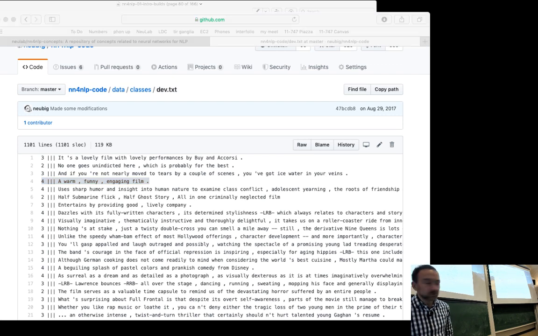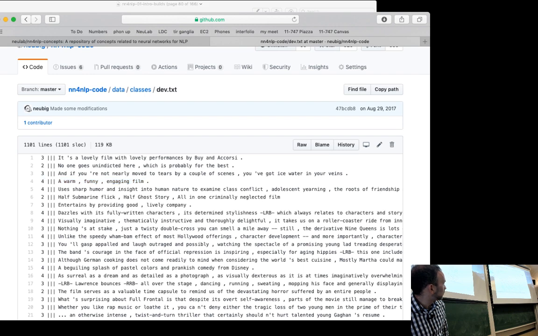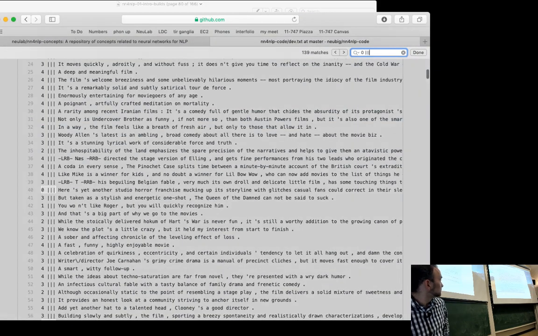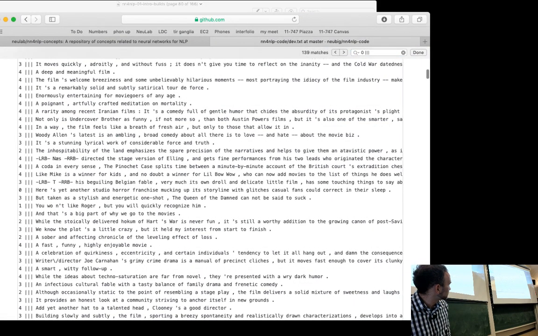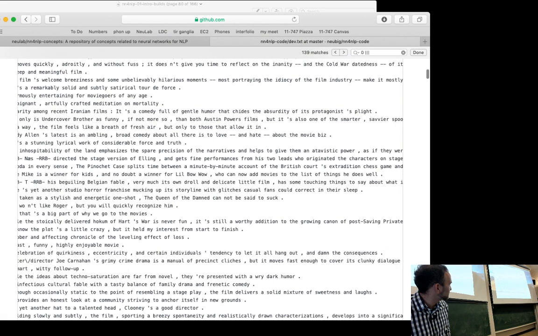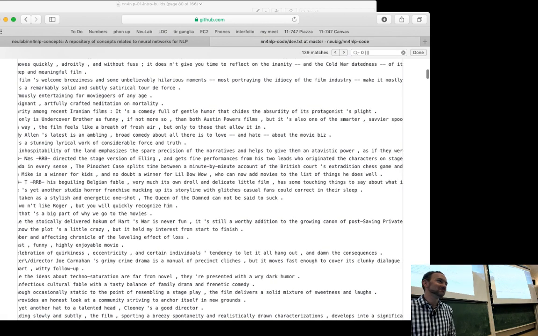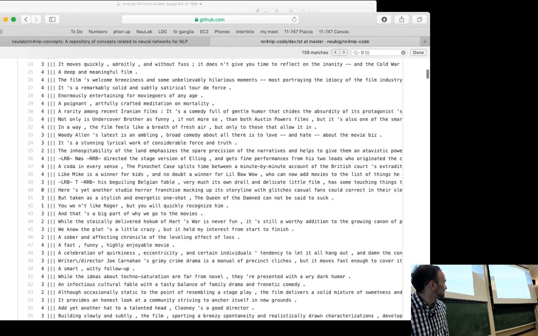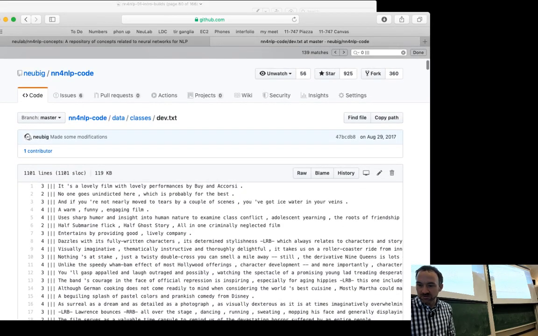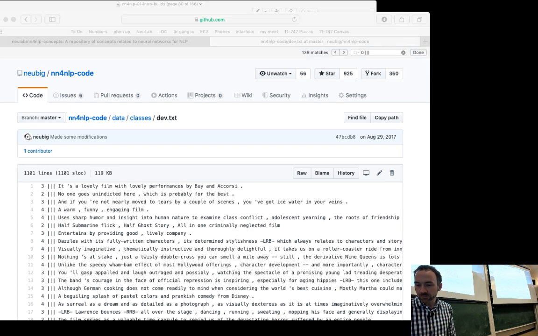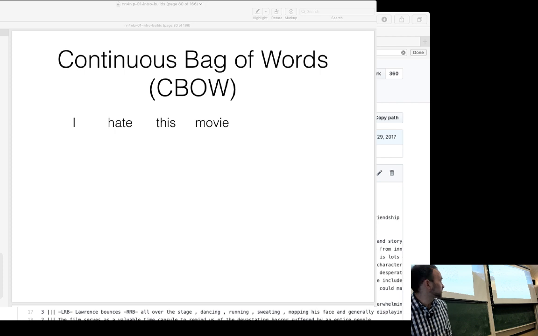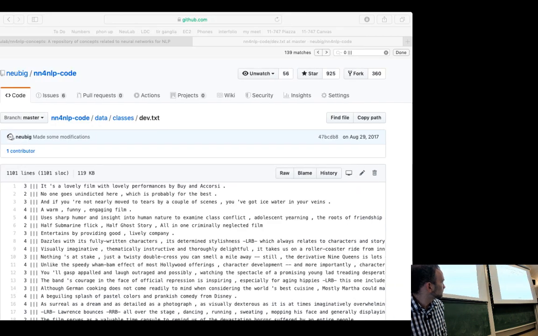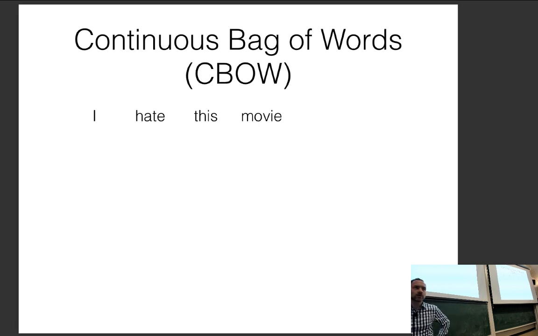So yeah, if we look at this, we have a warm, funny, engaging film is marked as very good, and we have here's yet another studio horror franchise mucking up its storyline with glitches casual fans could correct in their sleep. So that's pretty harsh, let's say. Yeah, you can use this data to play around with things as well. And all of the models that I'm going to talk about here, including this continuous bag of words model, which I'm going to talk about next, are implemented there for you to try out. Okay, are there any questions so far?